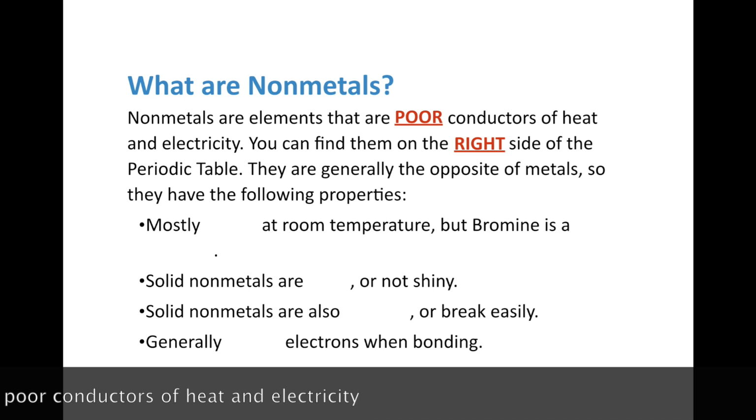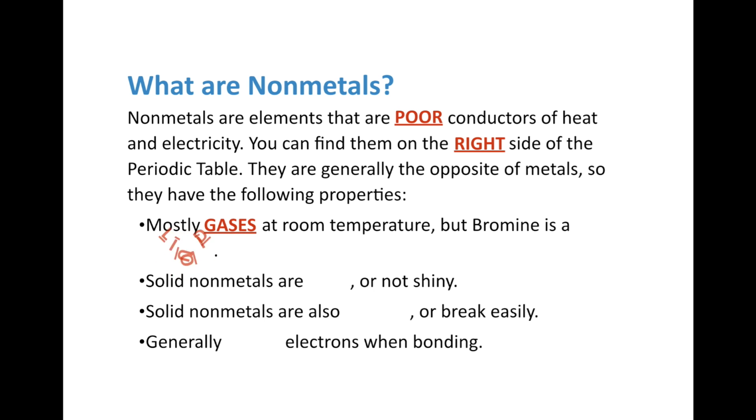Like I said, they're the opposite of metals, and they have the following properties. Most of them are gases at room temperature, but bromine, for instance, is a liquid. Carbon's usually a solid. In addition, solid nonmetals are the opposite. So they're not shiny, they're rather dull in color. They're also brittle, or they break easily. Remember, most metals are hard, so the opposite, they break easily.